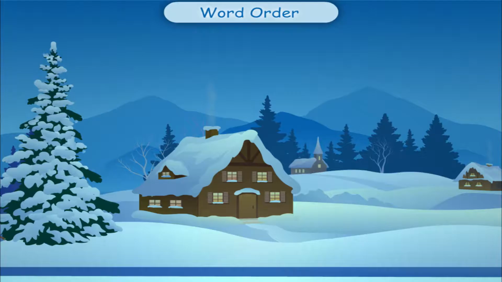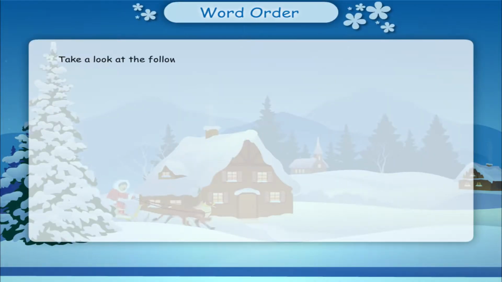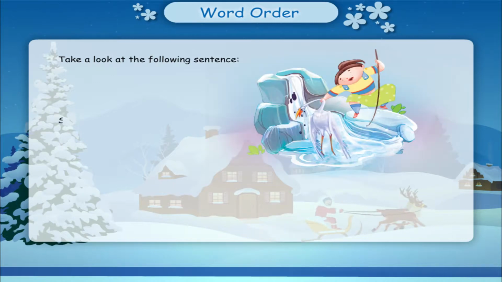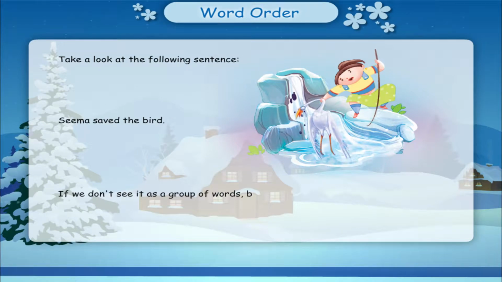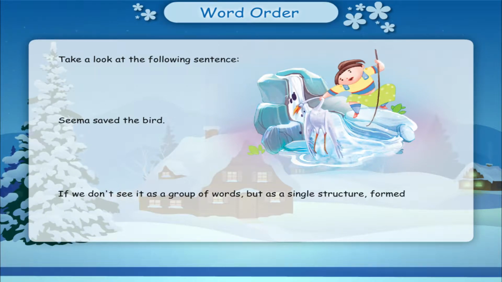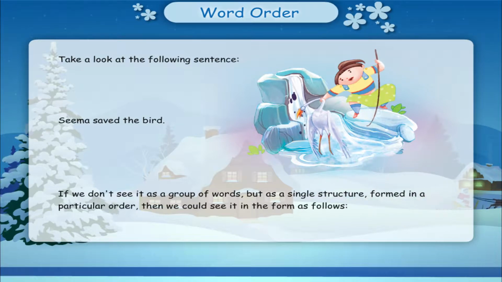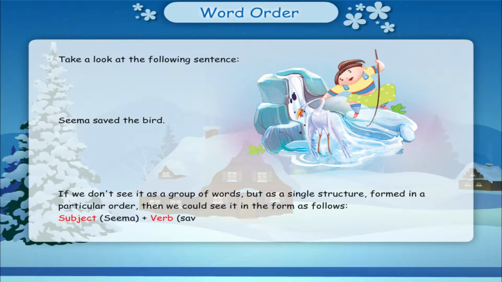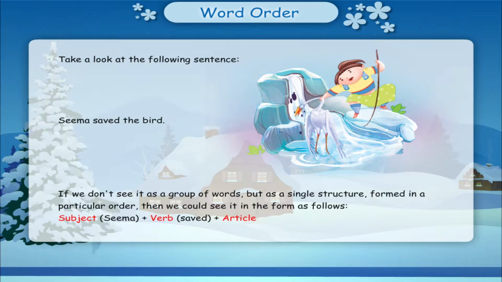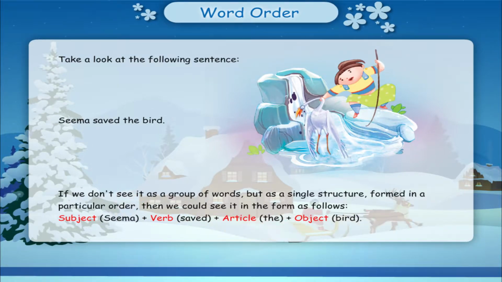Word order. Take a look at the following sentence. Seema saved the bird. If we don't see it as a group of words, but as a single structure formed in a particular order, then we could see it in the form as follows. Subject, Seema, plus verb, saved, plus article, the, plus object, bird.